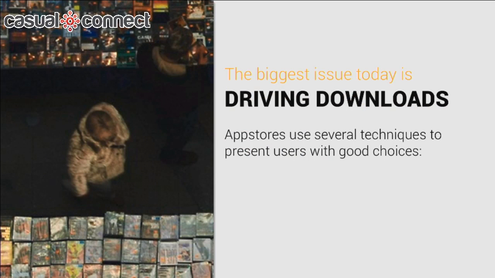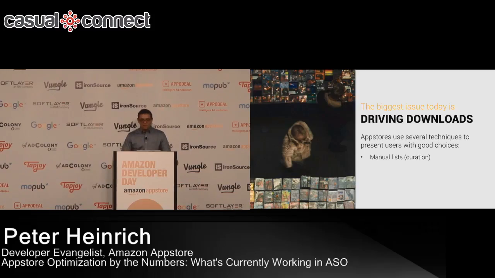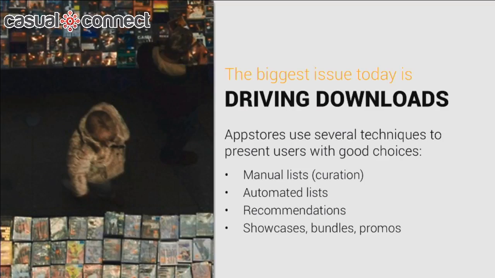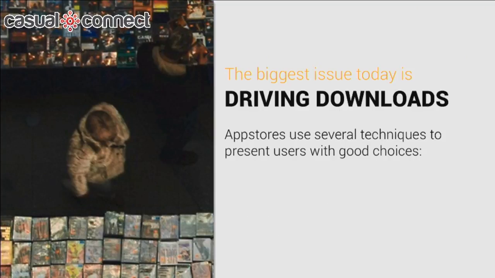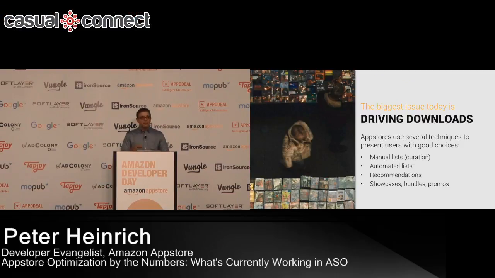So I mentioned that discovery problem, right? There's so much content out there. And app stores have evolved these techniques to avoid inundating their customers with this mountain of content. They curate, they provide automated lists that highlight apps based on genre or sales. They have recommendations. Amazon has a great recommendation engine, for instance, that looks at purchases that you've made in the past and compares it to other users and what they may have purchased in the aggregate. And then they also, of course, every app store has some kind of showcase or bundle system that allows them to promote specific apps that they want to give extra attention to.